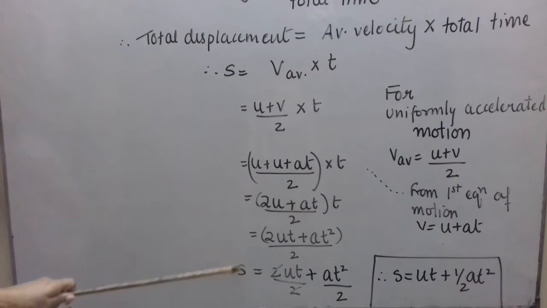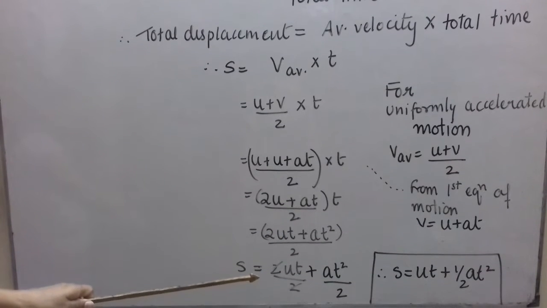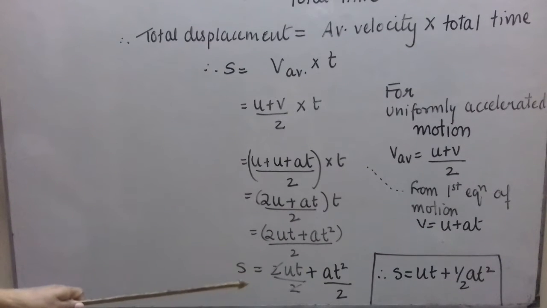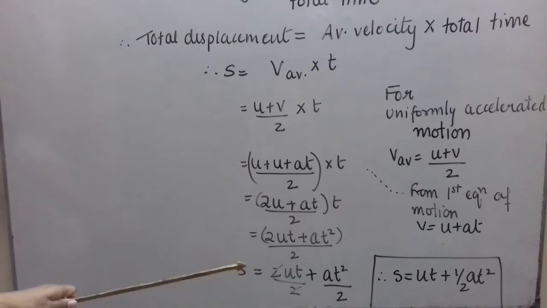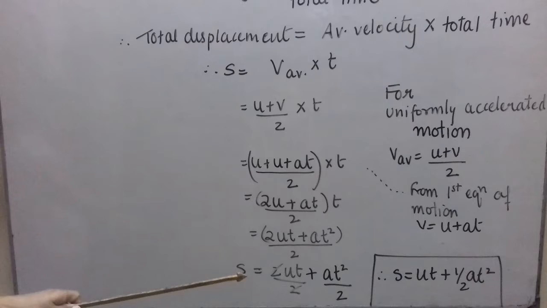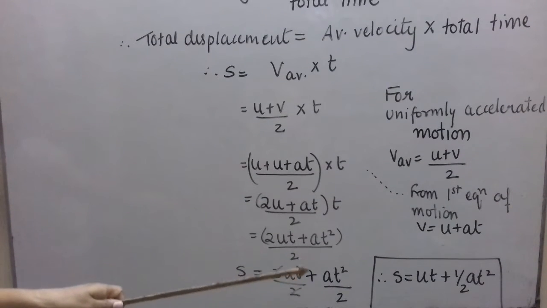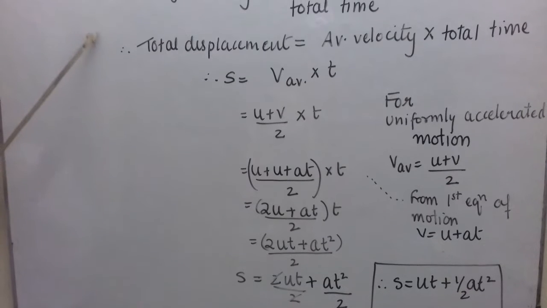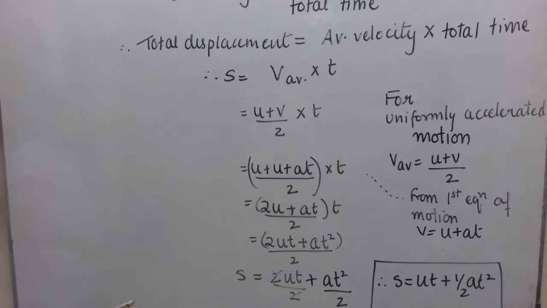In the next step, I have divided each term by 2. So here in the first term, 2ut upon 2 gets cancelled, plus at square upon 2. So finally I get s is equal to ut plus half at square. I hope you have understood this derivation very simply, because it is very simple.